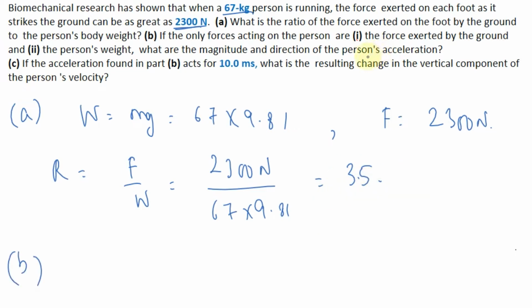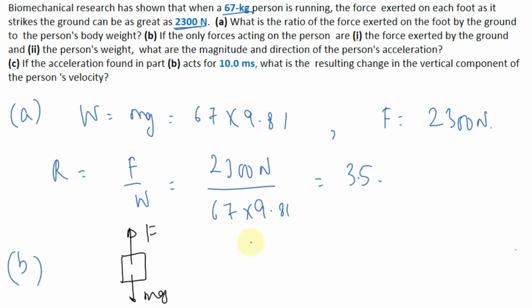Next he says that the only forces acting on the person are, the first one, the force exerted by the ground, and the next one, the person's weight, and then we have to find the magnitude and the direction of the person's acceleration. So let me draw the free body diagram. Here we have the weight force mg for the person in the downward direction and the normal force in the upward direction, let it be F. Now we have to calculate the magnitude and the direction of the person's acceleration.